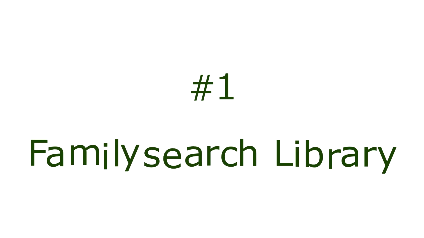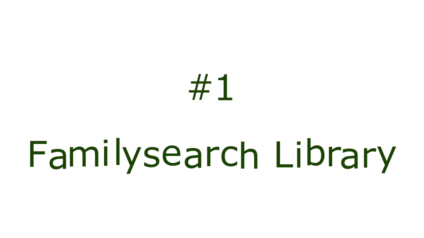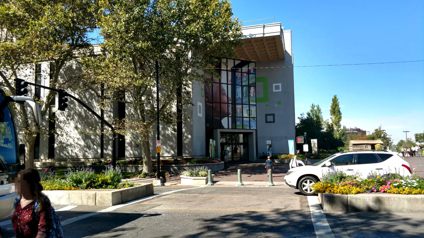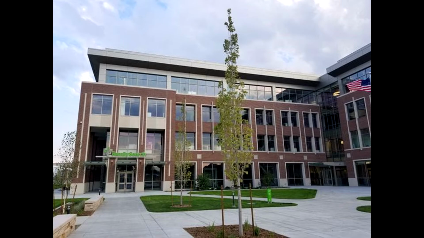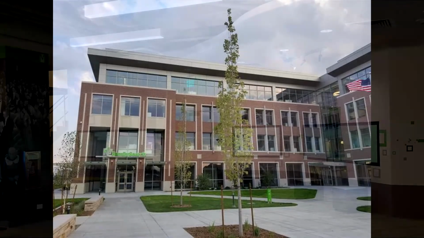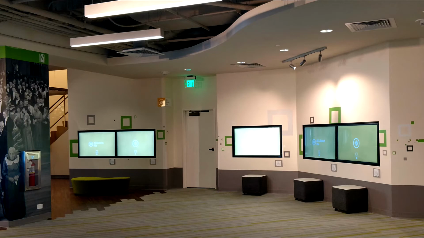Number 1, FamilySearch Library. I know the FamilySearch Library doesn't sound like that cool and fascinating of a place to go, and I will admit libraries generally aren't that fascinating to me, but this place is actually really cool. I don't know if they do it at a lot of FamilySearch libraries, but I know the downtown one, the Lehi one, and I think they're working on the Ogden one, they actually have this interactive discovery section.